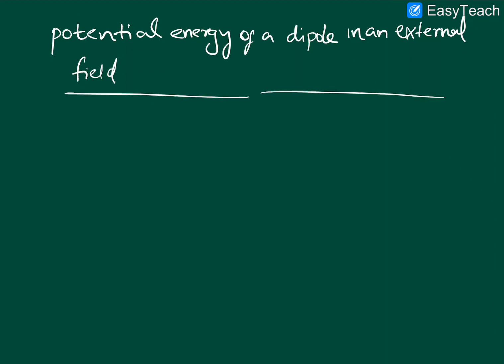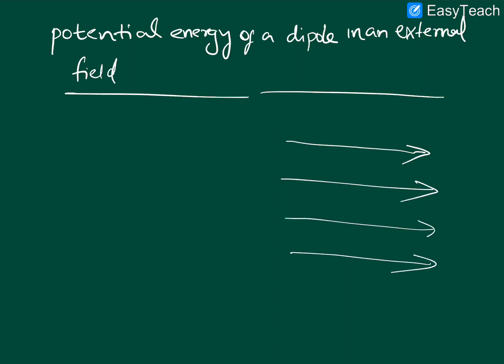So while discussing torque acting on a dipole, we considered one diagram. Let us consider an external field having intensity E, and you are placing a dipole in that external field. This is your dipole, placed in the external field. This side is minus Q and this side is plus Q. It is making an angle theta with the field. Let it be the position.